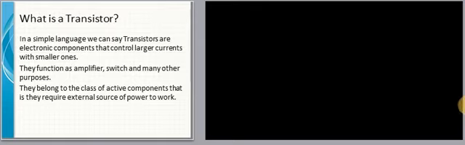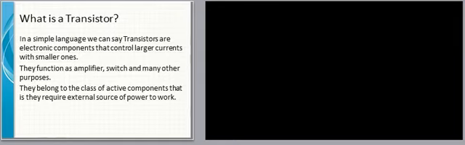Now, let's get started. What do we call a transistor? In very simple language, you can say transistors are electronic components that control larger currents with smaller ones. That is, we can use a smaller current to control a large amount of current by the use of a transistor. So they function as an amplifier, switch, and for many other purposes. We are going to center this tutorial on how to use a transistor as a switch.